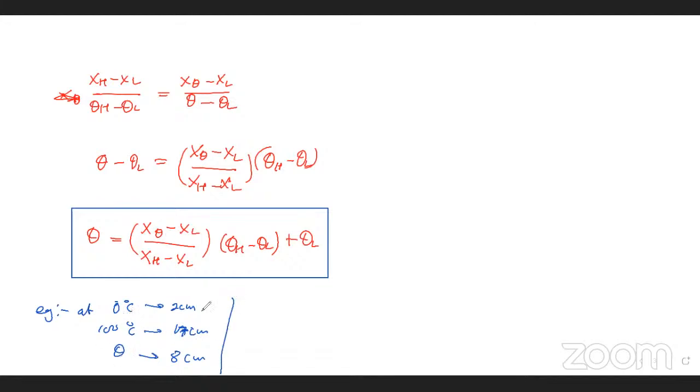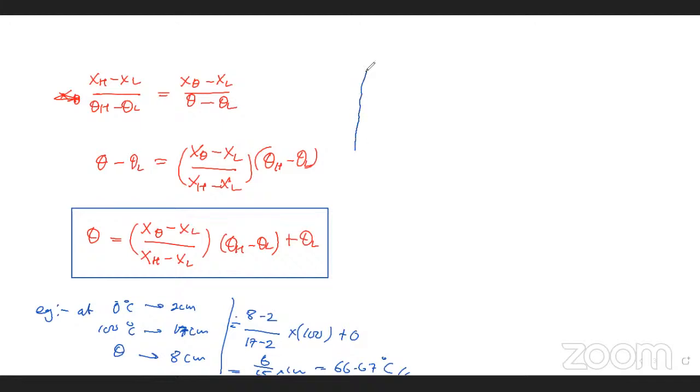As I mentioned, x is 8 minus 2, divided by 17 minus 2, multiplied by the difference, which is 100, plus the initial value, 0. This gives 6 divided by 15 multiplied by 100, which is 66.67. You can calculate it directly like this, and find any unknown temperature.